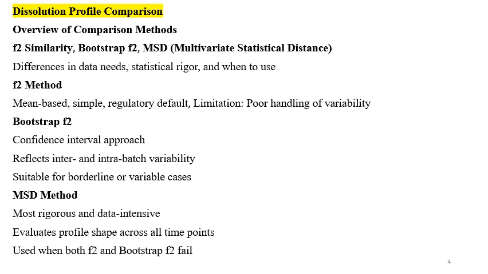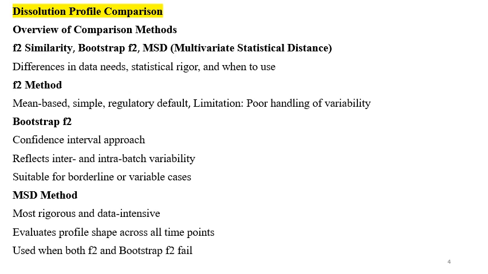An F2 value above 50 means the profiles are similar. F1 F2 method, you might be aware of that. So this is the first method, which is called the F2 similarity method or F2 factor method. Second is the bootstrap F2 method. It is based on the confidence interval approach. It reflects inter- and intra-batch variability, and it is suitable for borderline or variable cases.